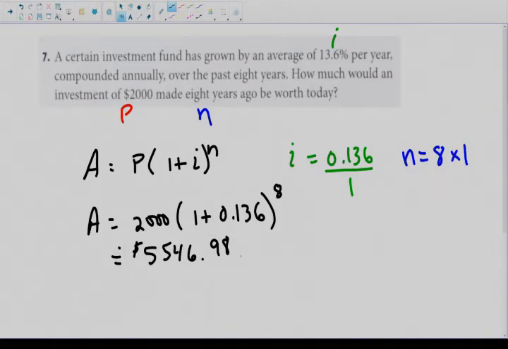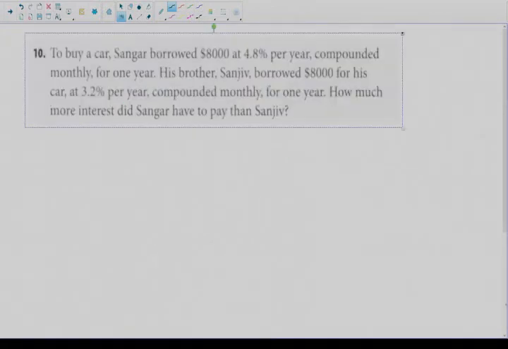So again, double check your answers. Make sure you're getting the same thing. I believe this is the last question. No, one more after this, sorry.